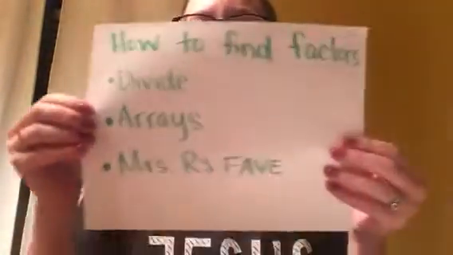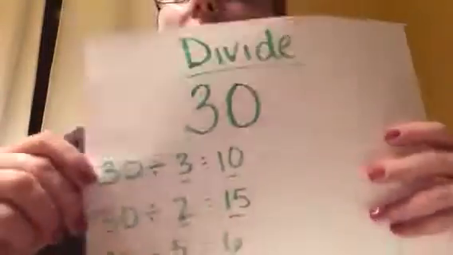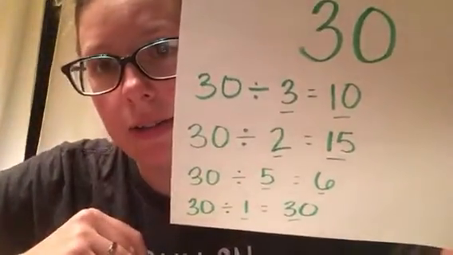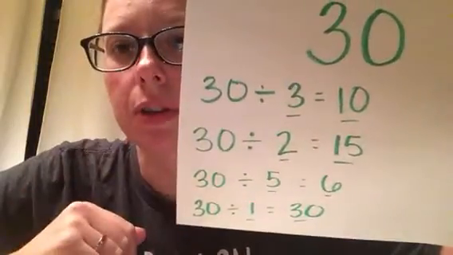Okay. How do we find factors? There's a few different ways that you could go about it. You could think about it by dividing. So, for example, if you have the number 30, you can say, well, I know that I can divide 30 by 3. 30 divided by 3 equals 10, which means 3 and 10 are factors of 30.